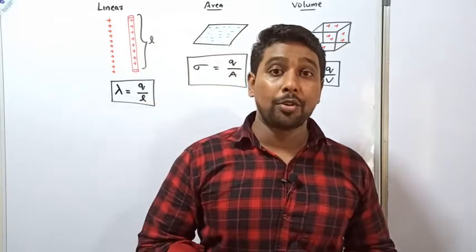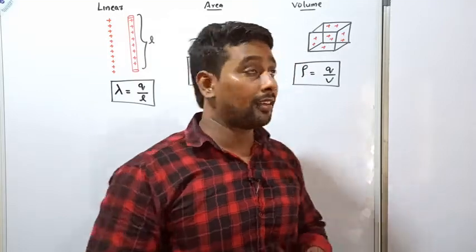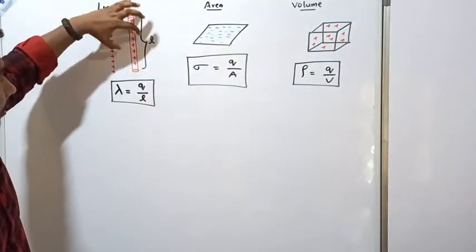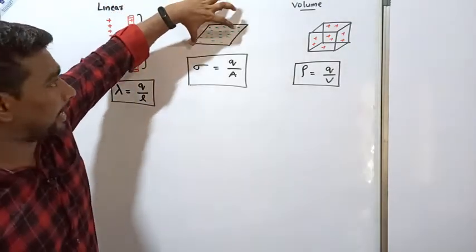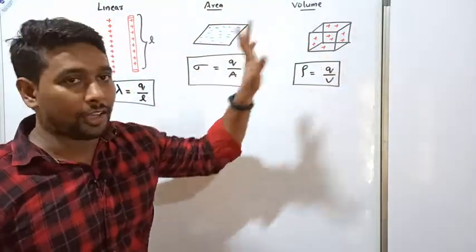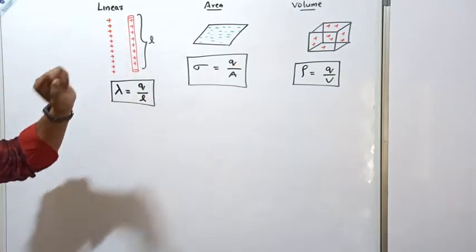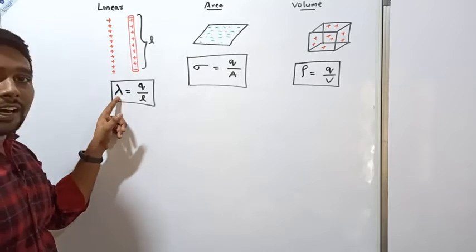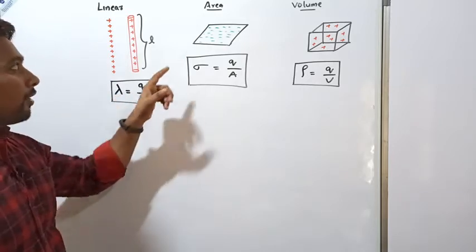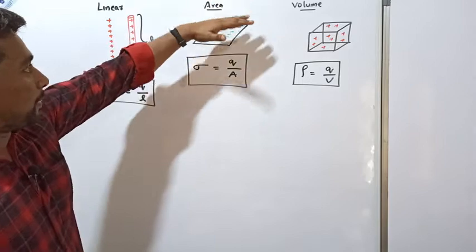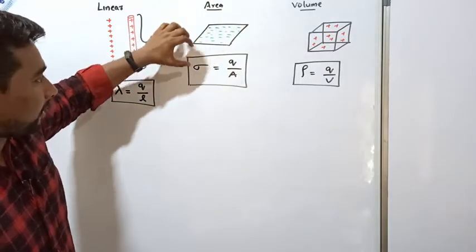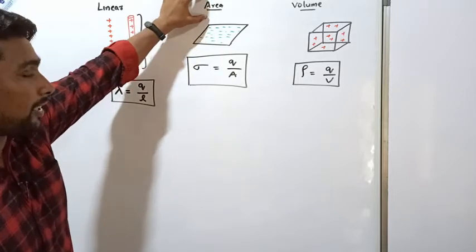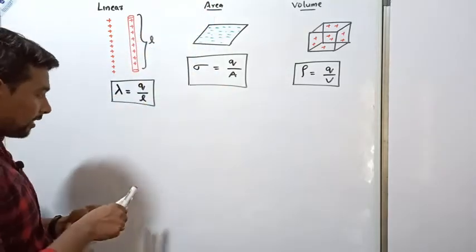Then we moved on to the distribution of charges. We can distribute charges in linear form, that means linear charge distribution, along length. Charges can be distributed along area, and along volume. If it is distributed lengthwise, we write lambda is equal to charge per length. If you are placing it in an area, you can write sigma. Sigma means area charge, surface charge distribution.